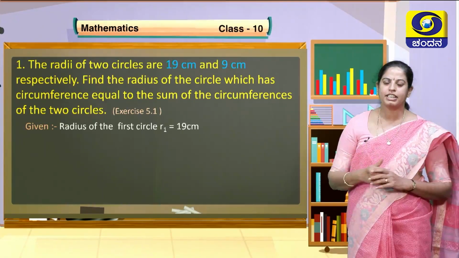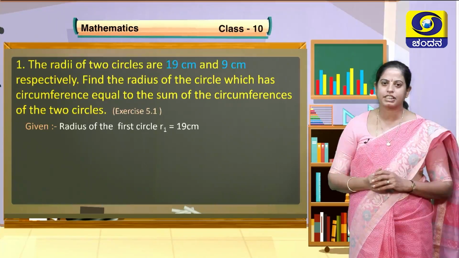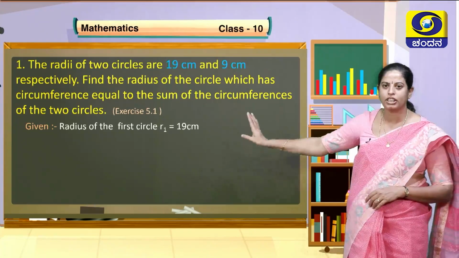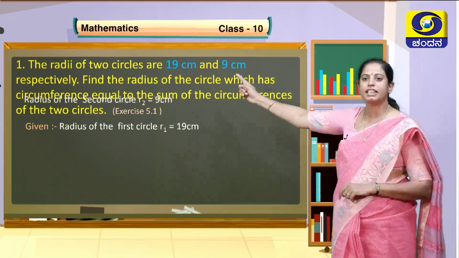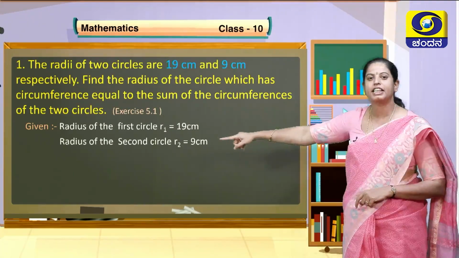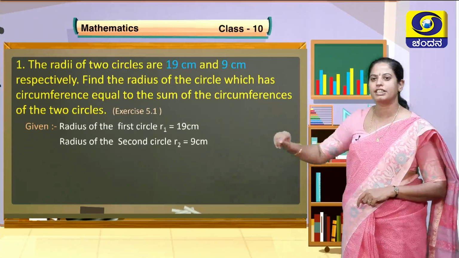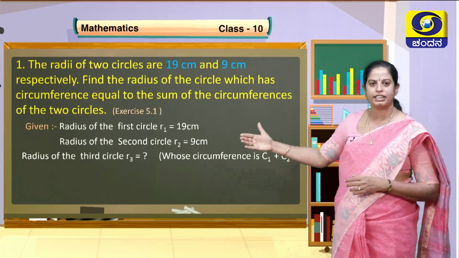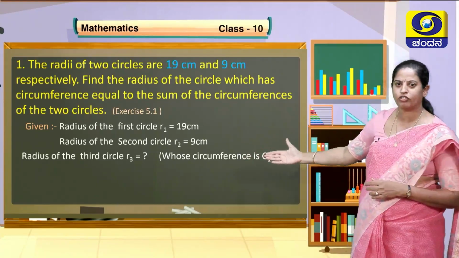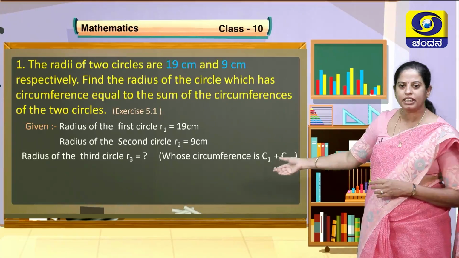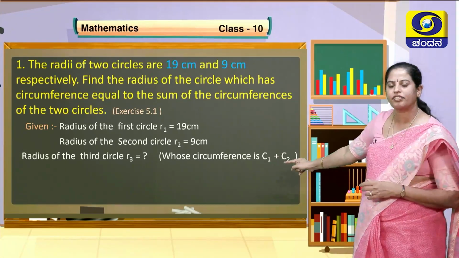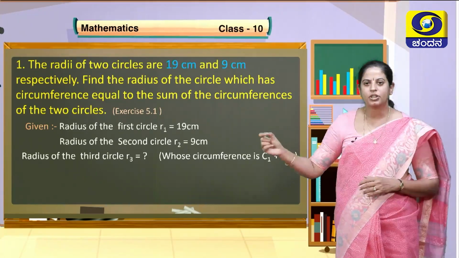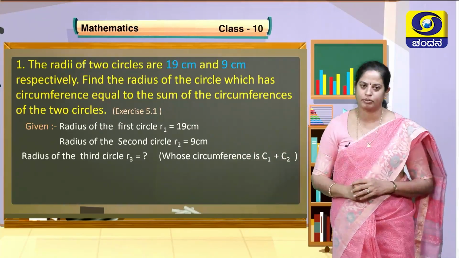So how to find the radius? Let us discuss. First, what is given? Radius of the first circle, we will call that R1, is equal to 19 centimeter. Next, what is this 9 centimeter stands for? Yes, it is the radius of the second circle, that is R2 equals 9 centimeter. What is asked to find? It is nothing but the radius of the third circle. We have to find R3. Here the third circle's circumference is nothing but the circumference of C1 plus C2, that is the circumference of the first and the second circle. So let us use this idea and we will solve the problem.